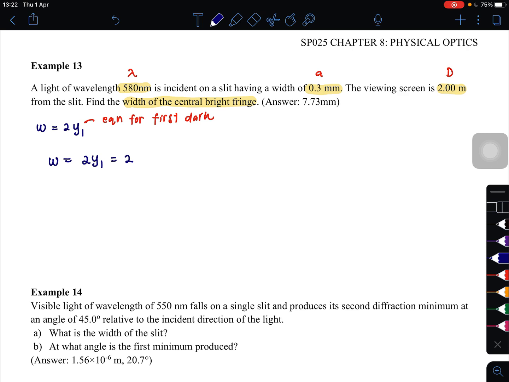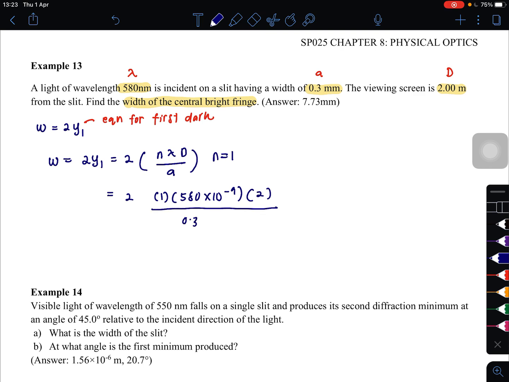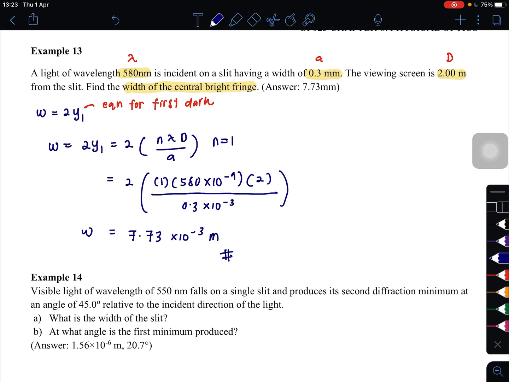W is equal to 2y1, which is equal to 2. And then the equation for dark will be N lambda D over a, di mana N adalah sama dengan 1, which is why kita letak simbol dia kat sini adalah 1. So it will be 2, times 1, lambda is 580, nano is -9, times with D is 2 meter, divided by a, which is 0.3 millimeter, so millimeter -3. And then times with 2, so the width will be equal to 7.73 exponent -3 meter. Okay, so that's very easy for example 13.